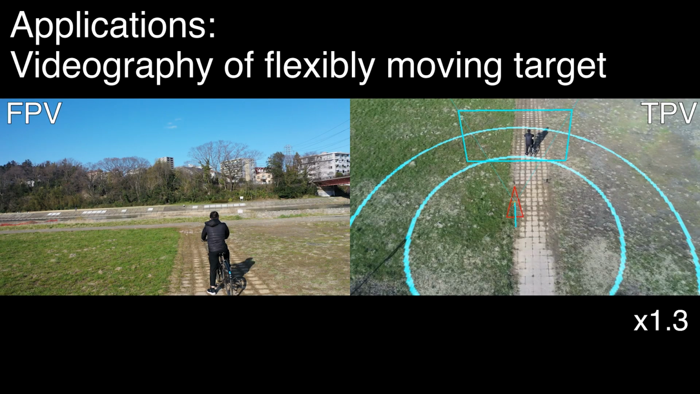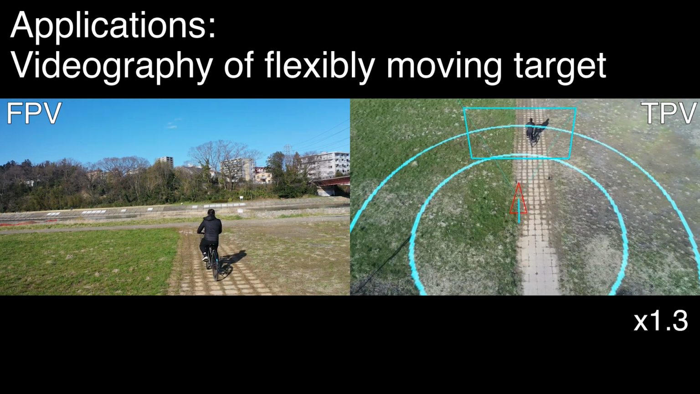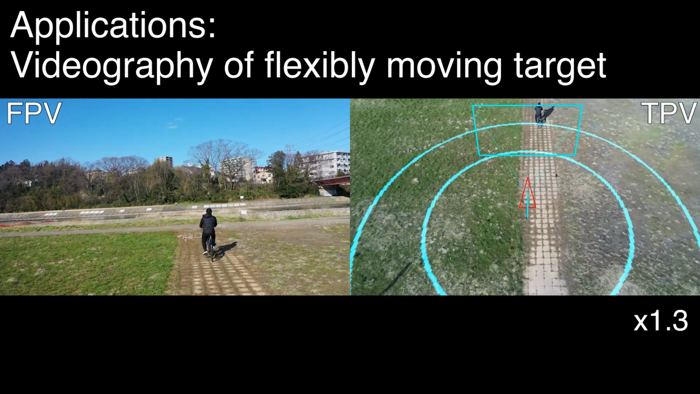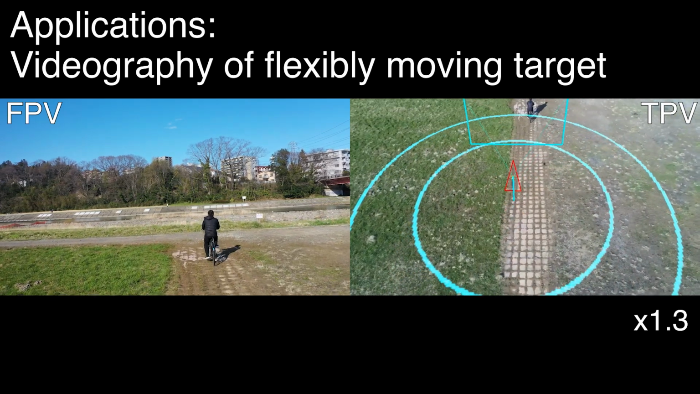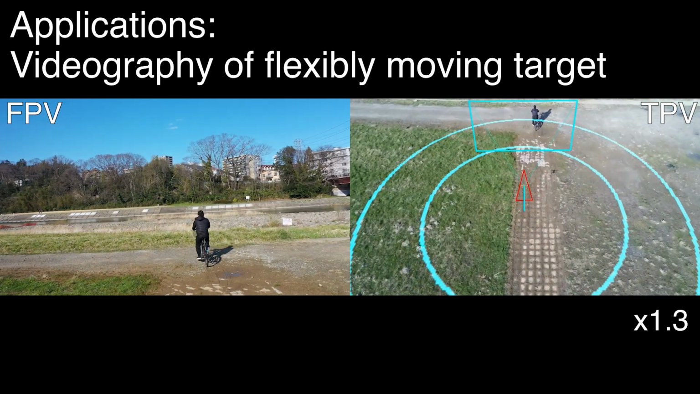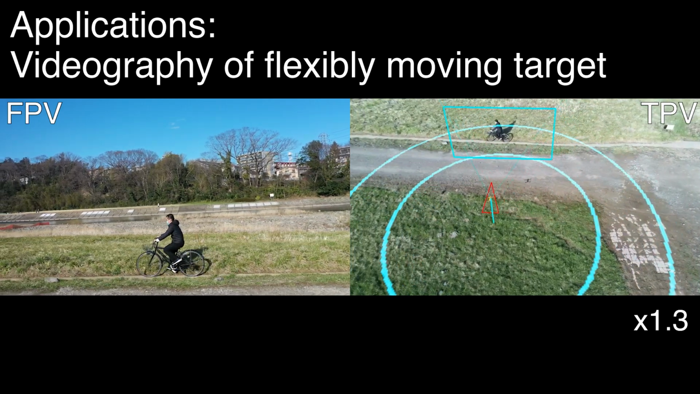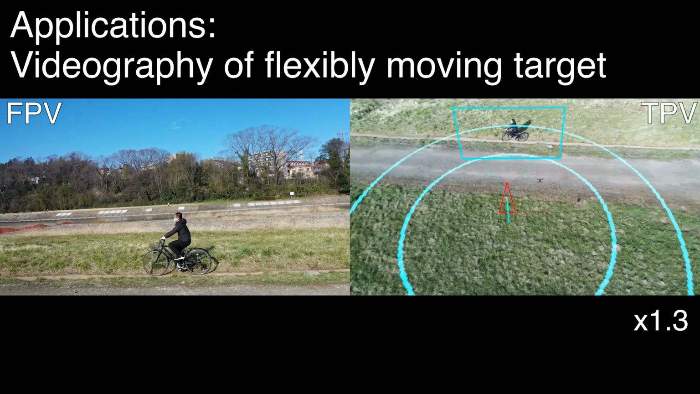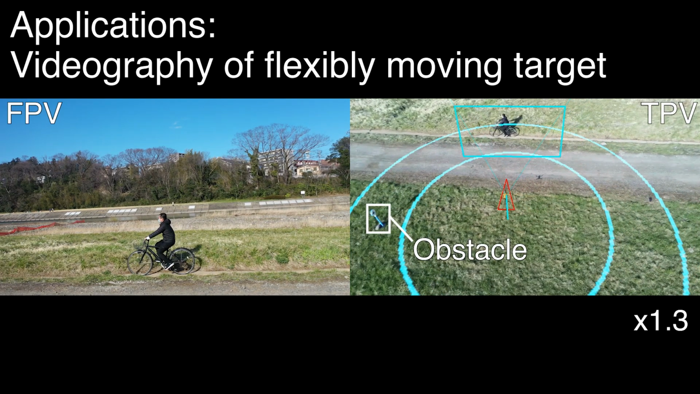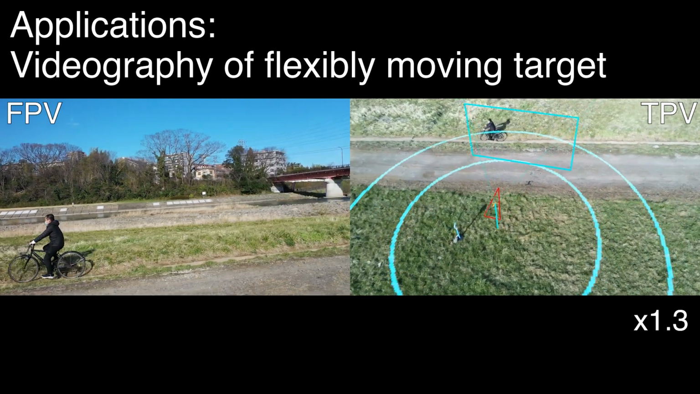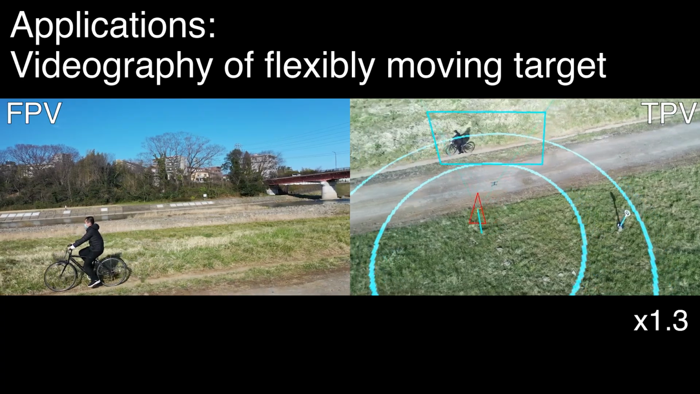Another example is videography. 2 circles in the TPV visualize an ideal range of safely capturing the moving subject. Even if the subject suddenly turns to a different direction, a videographer can capture the target and understand the spatial relationship between the camera drone and an obstacle, so that the pilot can avoid the obstacles and modify the motion path in real time.